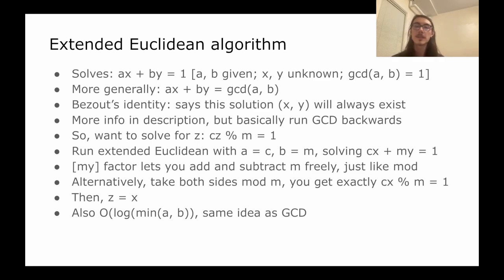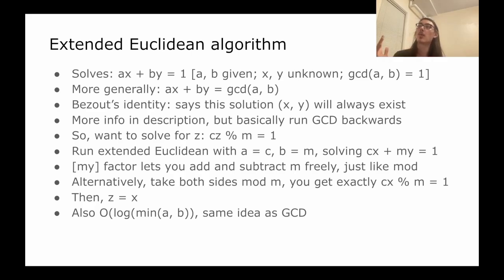So I mentioned before you can use it for modular inverse. So for example, you want to solve the equation cz mod m is equal to 1, and you want to figure out what z should be. And you know what c is, and you know what m is. And also c and m have to be coprime. So basically, you just plug it right into extended Euclidean. You set a equal to c, and you set b equal to m. So you're really solving the equation cx plus my equals 1.